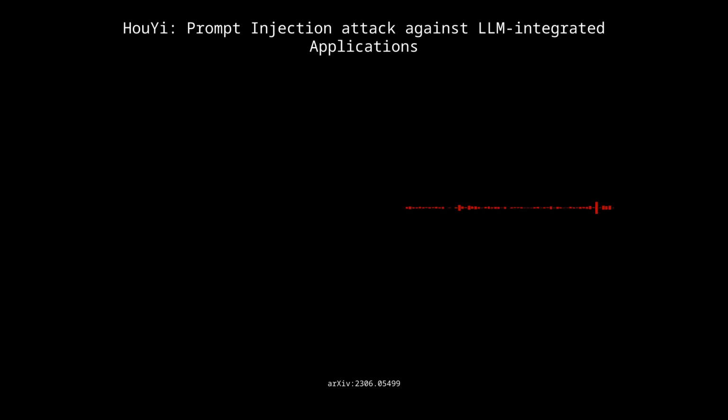Okay, now we're getting into the interesting stuff, so lay it on me. How does HouYi actually work? So instead of just throwing raw commands at the LLM, HouYi builds its malicious prompts in 3 parts. There's the framework, the separator, and the disruptor, and each one plays a crucial role in getting the LLM to execute the attack. Okay, let's unpack that a little bit.